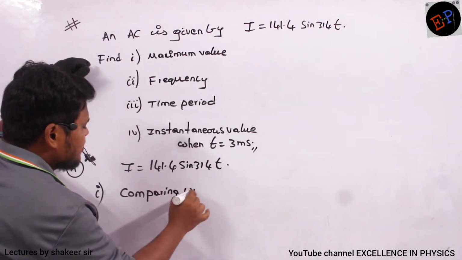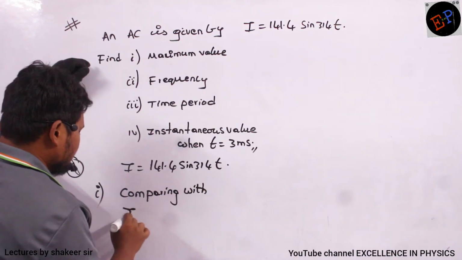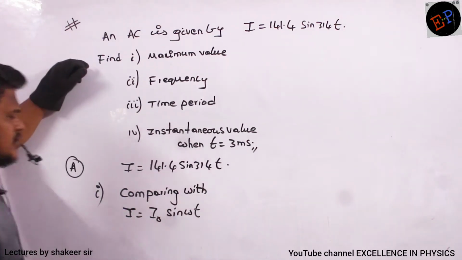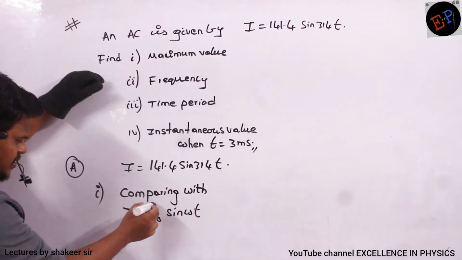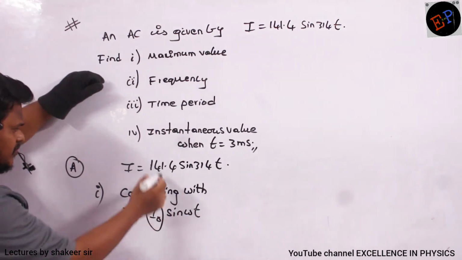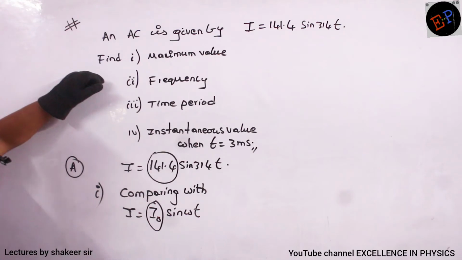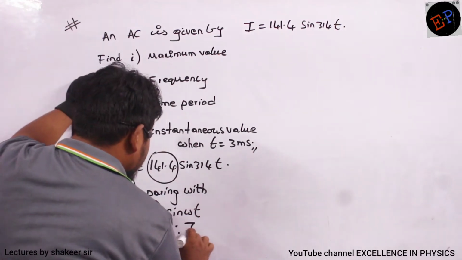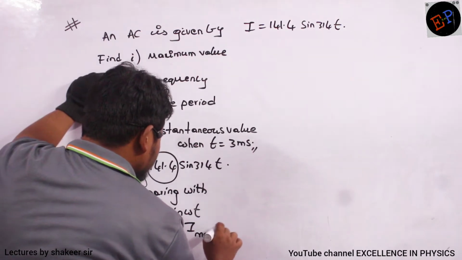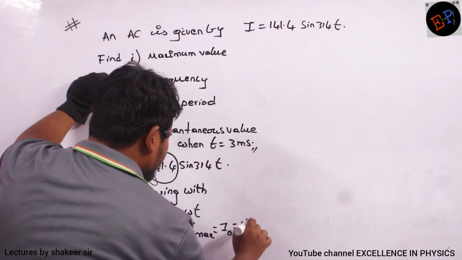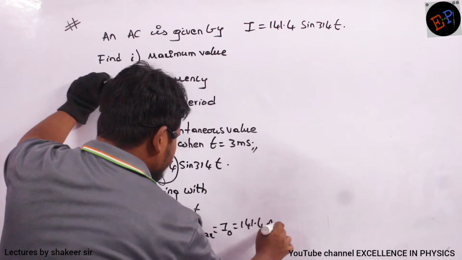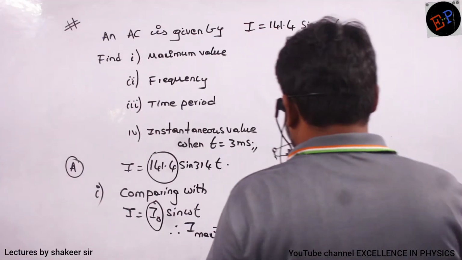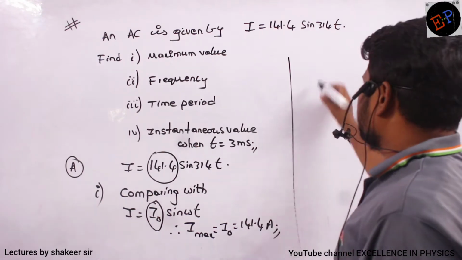Comparing with, what is the equation of current? I is equal to I naught sin omega t. This is the equation, no? What is meant by I naught here? Maximum value. So maximum value is nothing but 141.4. That's it. Are you able to understand, ma? So therefore, I max, maximum value of current, which is equal to I naught, is equal to 141.4 amperes. Just we are comparing with the original equation. That's it. Now, second question.